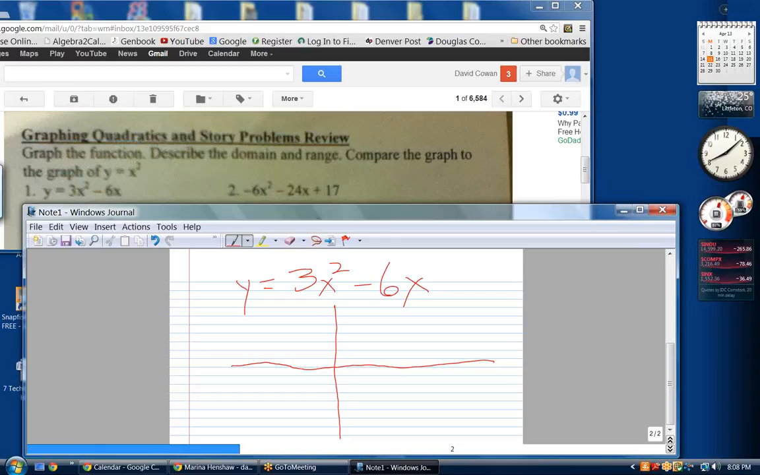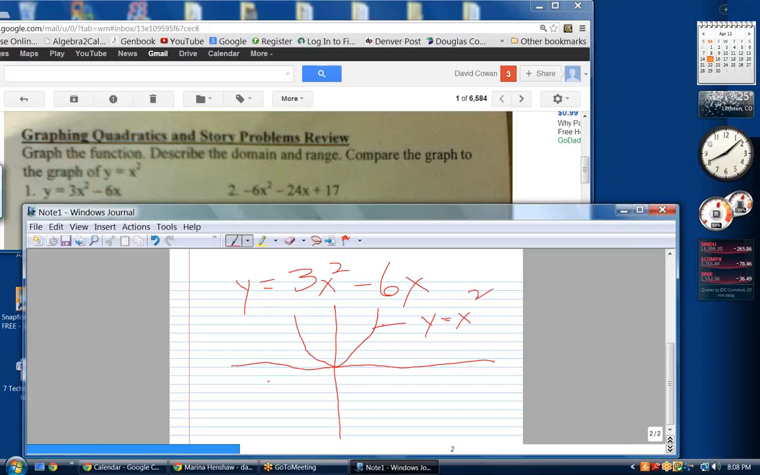Do you know where the vertex is? Well, first of all, what kind of graph is this? If we compare it to the graph y equals x squared, what does y equals x squared look like? What's it called? Linear? It's a parabola. If I was plotting y equals x squared, that's what it would look like, just like that. So that's y equals x squared.